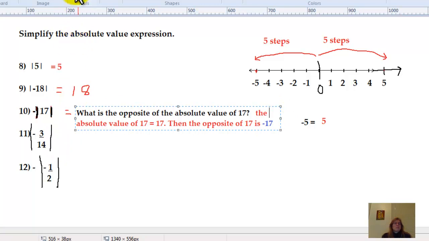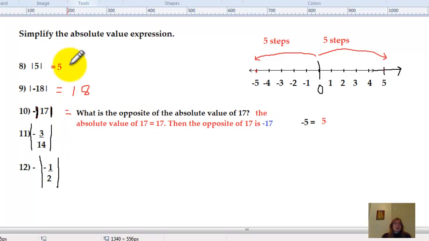Number 11, what is the absolute value of -3/14? It doesn't matter if you have a fraction, it's still going to be the absolute value, so you'll still have the positive as an answer. So the absolute value of -3/14 is then just +3/14.